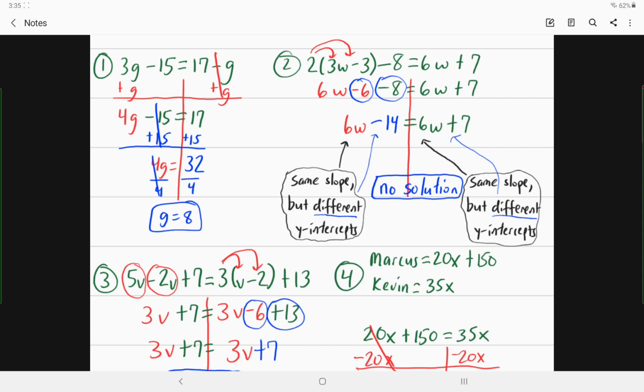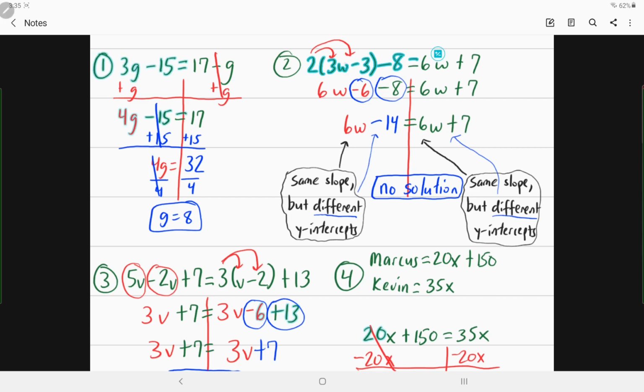So here we go. Number one, you just want to isolate that variable g, use inverse operations, solve it, and you're going to get one solution. So the one solution is g equals 8, which is choice B. Then head over into number two.